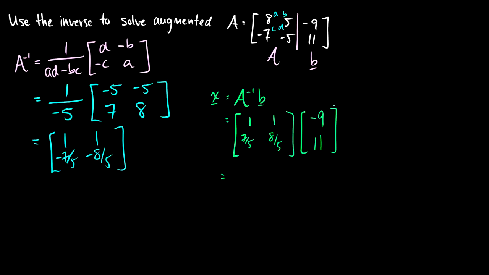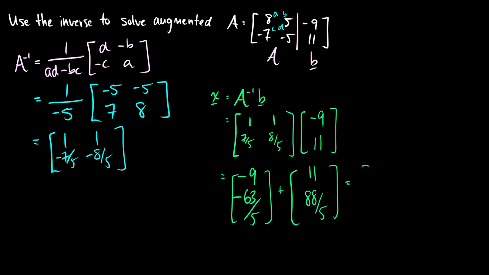So we have negative 9 times the first column, so this will be negative 9, negative 63 over 5. Then we're going to add 11 times the second column. So this will be 11 and 88 over 5. So here we have the result. Negative 9 plus 11 is 2, and negative 63 over 5 plus 88 over 5 is going to be positive 25 over 5, which is just 5. So here is our solution.